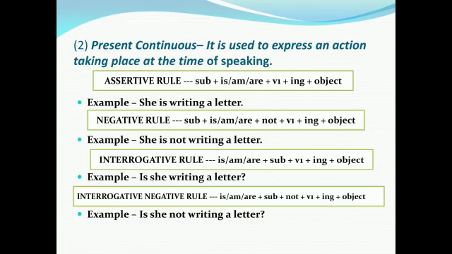So the interrogative negative rule will be is, am or are plus subject plus not plus V1 plus ing plus object. Is she not writing a letter?